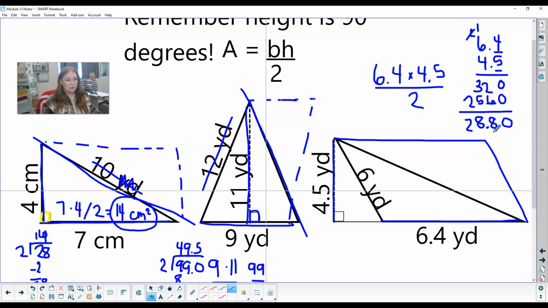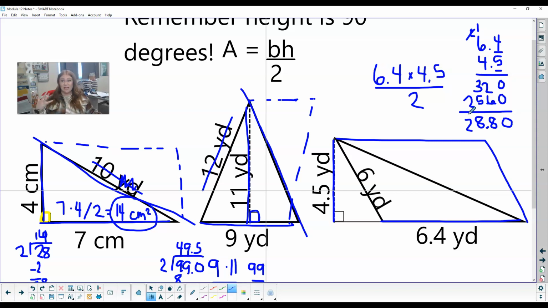So I can't just bring this straight down. Come back and think, 6 times 4 is 24. If I just bring my decimal straight down, 288 is nowhere close to 24. But 28 is, right? And these are both a little bit bigger, so it makes sense. My answer is a little bit bigger than 24. Okay, so that was 6.4 times 4.5.